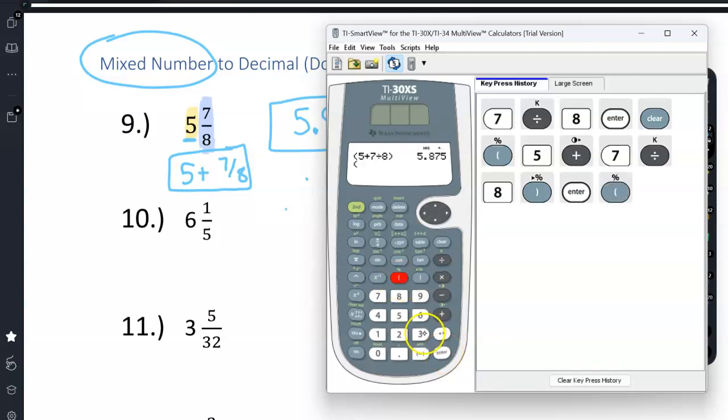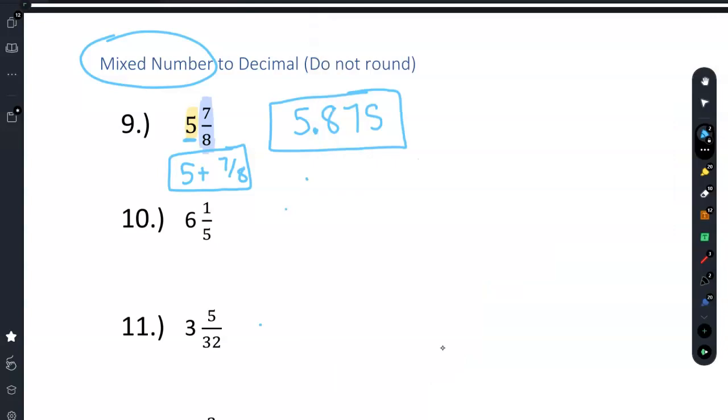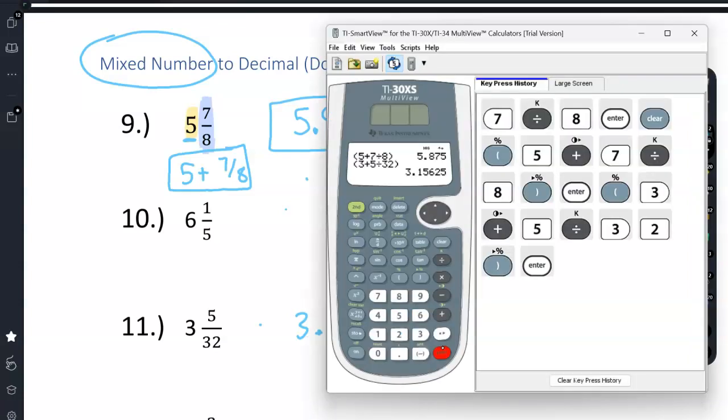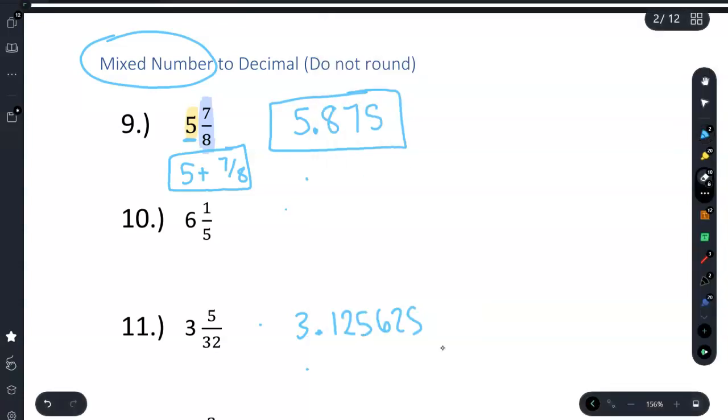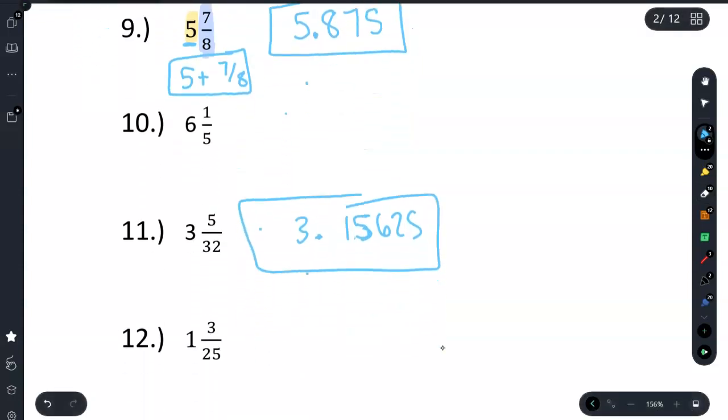Number 11, I'm going to open parentheses, 3 plus 5 divided by 32. Close your parentheses. Gives me 3.15625, and I'm asking you not to round for this one. So 3.15625. I typed that wrong, but I can fix it. Sorry about that. So 3.15625. All right, so that would be number 11. Once again, I'm leaving number 10 and 12 for you to do.